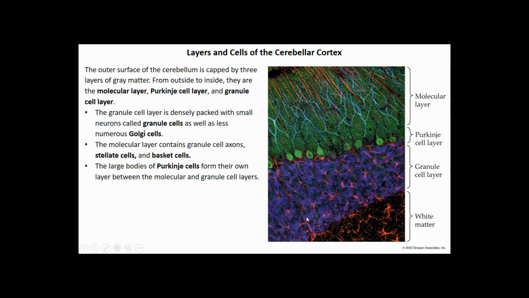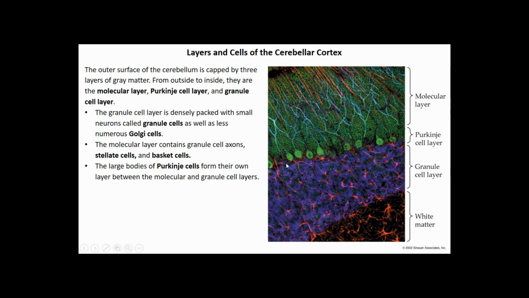The granule cell layer down here is packed full of granule cells. They're also a type of neuron, as well as some Golgi cells. So we've got Golgi and granule cells here. So G and G, granule and Golgi in the same area. Then out here, we've got the molecular layer. That's going to contain axons coming from those granule cells, as well as stellate cells and basket cells.